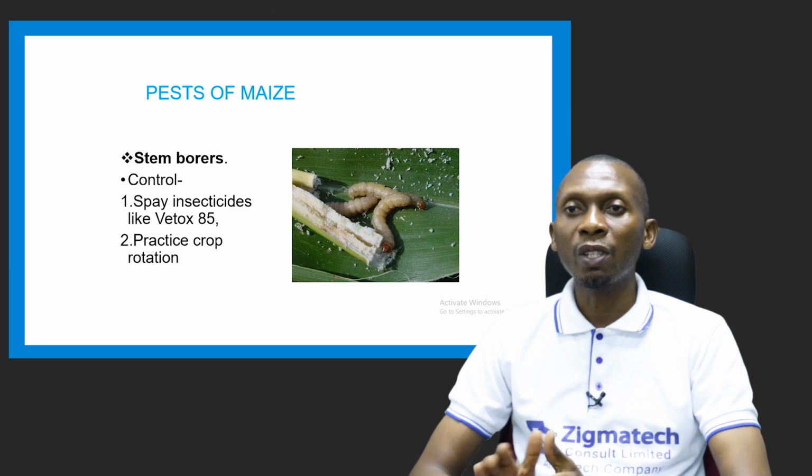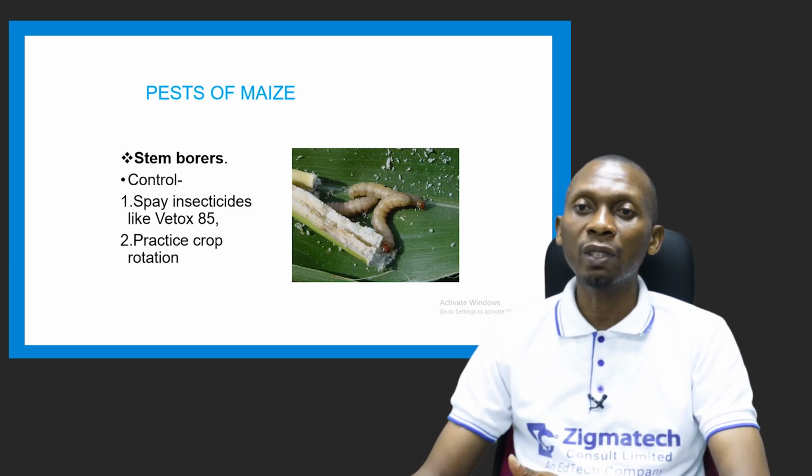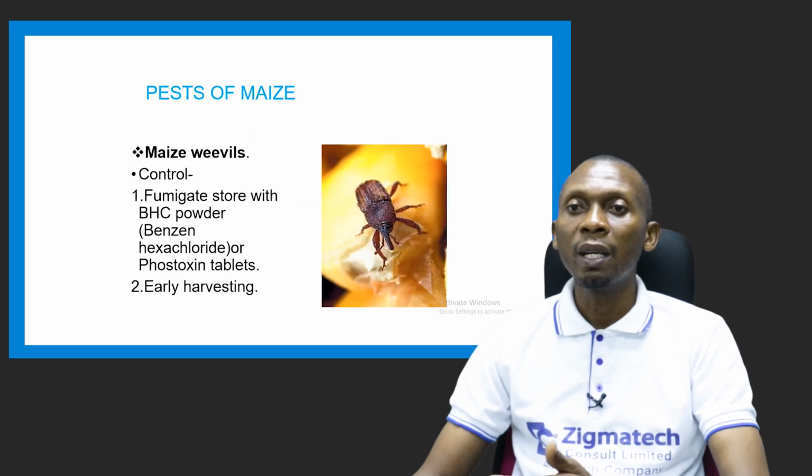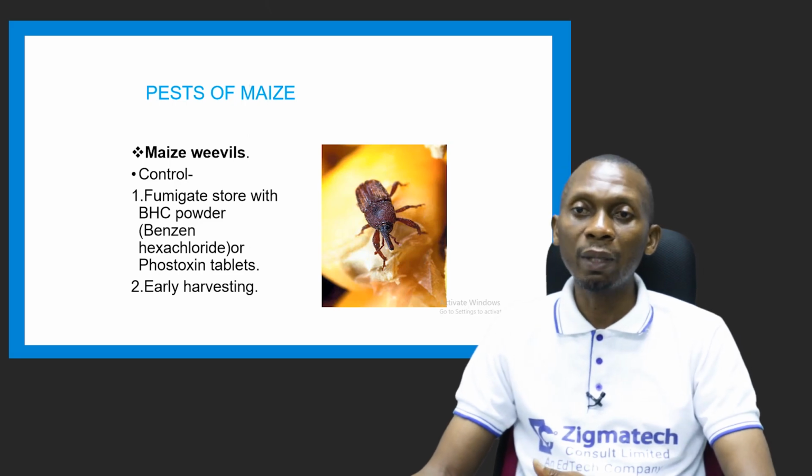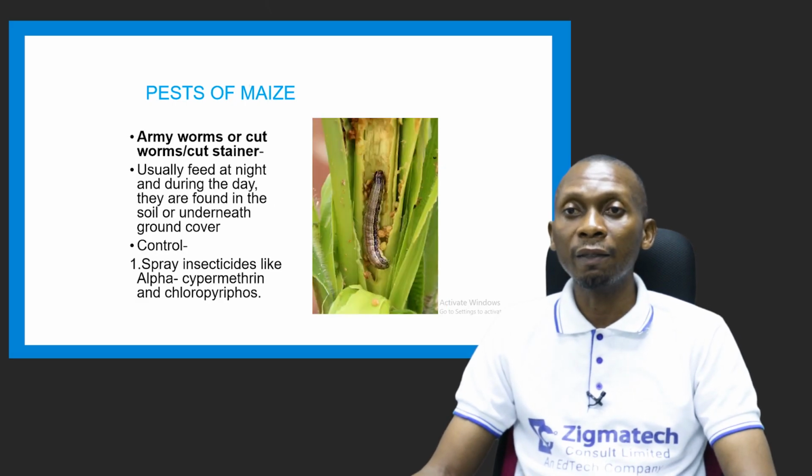So this is a picture of the stem borer. You can see, as I said earlier, spray with insecticide Vetox 85 or practice crop rotation. This is maize weevil. I said fumigate with BHC, benzene hexachloride, or phosphocin tablets, or you could also harvest early.